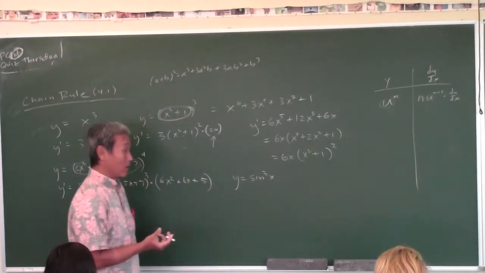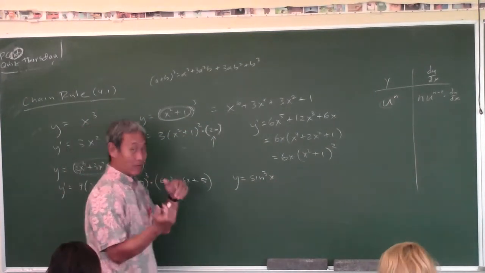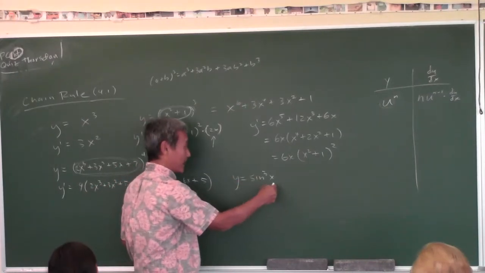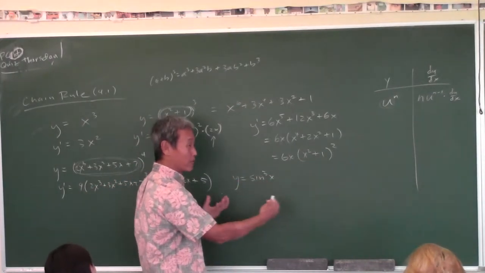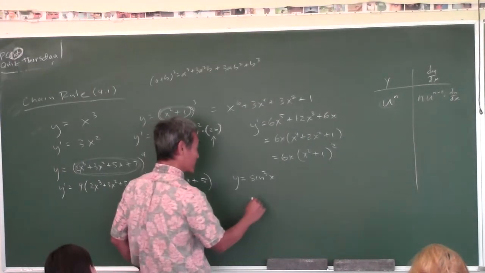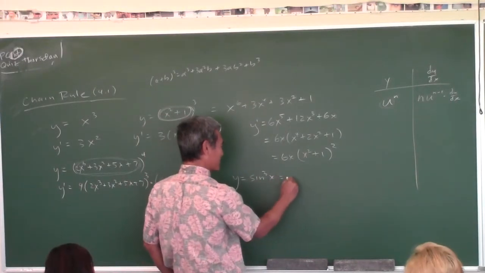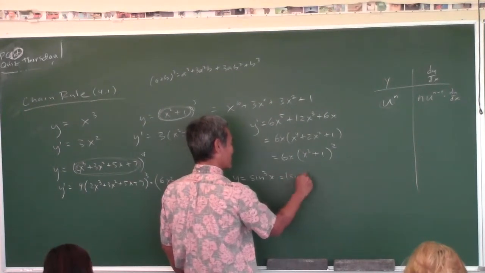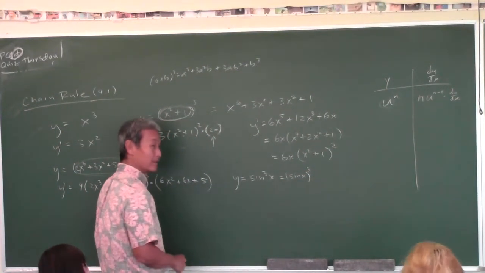Now, right now, the only way we know how to do this is like what we did on the test, right? You go sine times sine times sine, and then you use the product rule for three things, right? But now, we can use this rule here. We can use the chain rule. Isn't sine cubed x the same thing as sine x quantity cubed, like that?